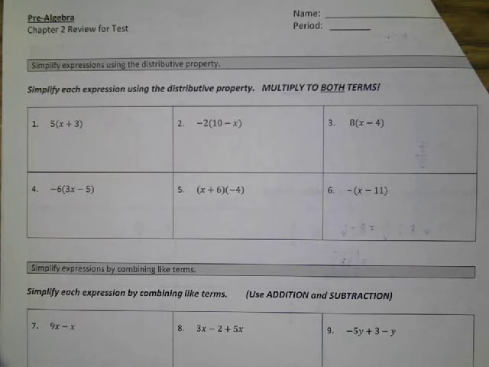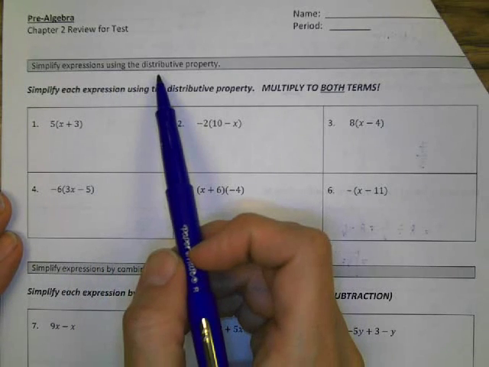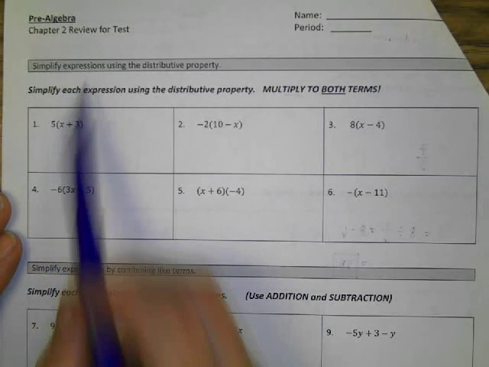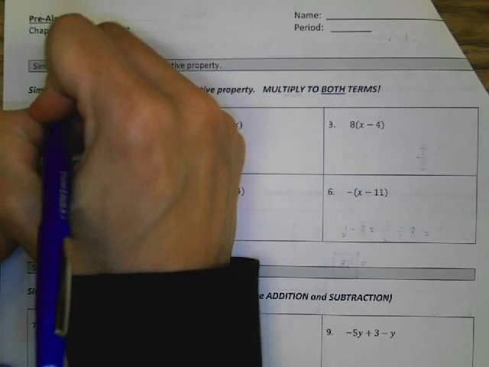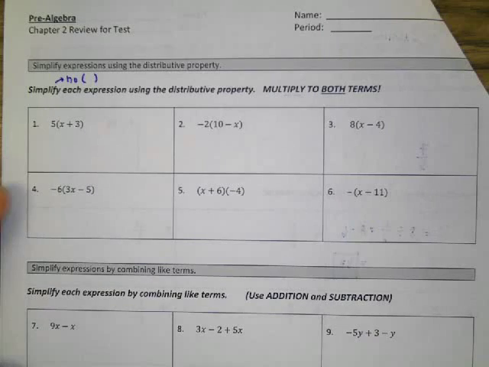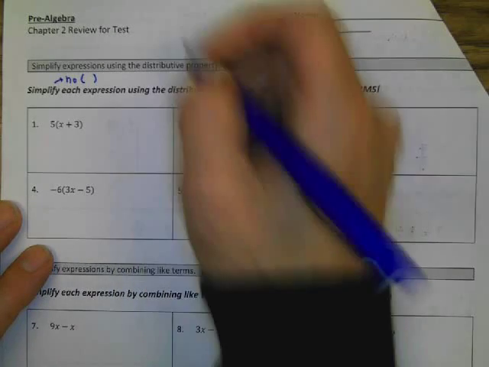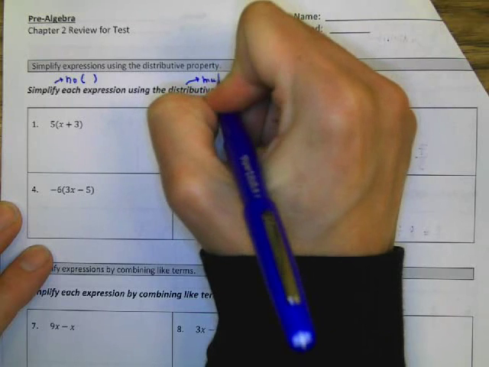So in section 2.6, we learned how to simplify expressions using the distributive property. And there's a couple of things that I'm thinking about when I'm reading these directions here. So simplifying, I'm thinking, okay, I need no parentheses in my answer. So I'll know it's simplified if my parentheses are gone. The other thing I'm thinking is when I see distributing or distributive, I'm thinking multiplication.